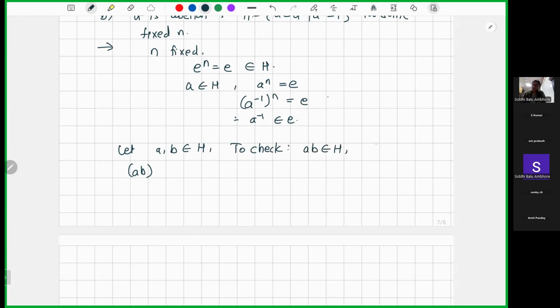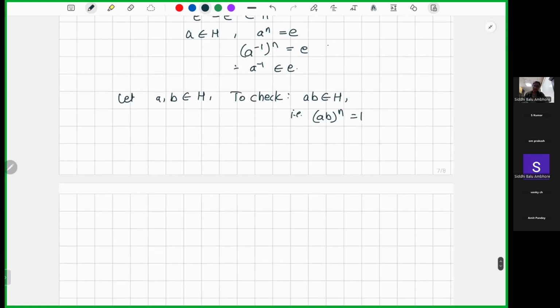What does this imply? That is to check that AB power n is equal to 1. Not for given n, I mean n is fixed. So AB power n is 1. That's what we want to check. So what is AB power n? It is A power n, B power n since G is abelian. But A power n, since A, B belongs to H, is 1, that is identity, B power n is identity, so it is identity. So therefore AB belongs to my H.